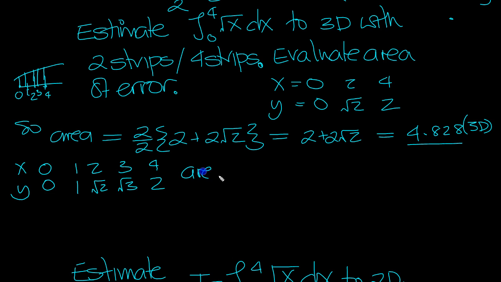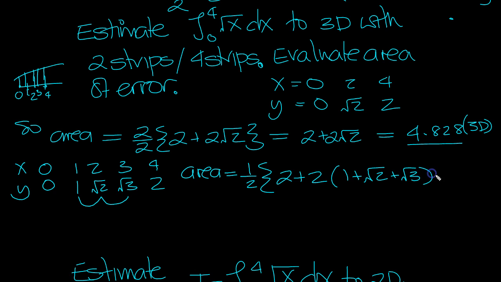So the area then, h, which is 1 over 2. The first plus the last are the y values, this one and this one is 2, plus 2 times the ones in between, which are these and this one. Those are the in-between values for y. So what do we get?